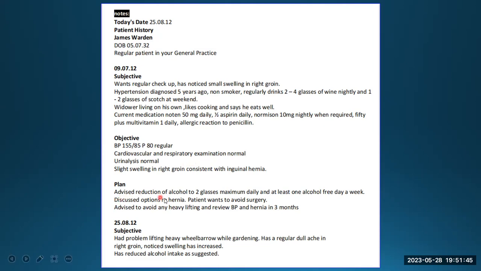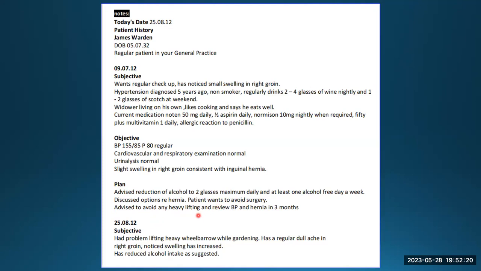Okay, plan: advised alcohol reduction. Yes, that might be relevant or semi-relevant. I can say this is semi-relevant. Okay, discussed options regarding hernia. Patient wants to avoid surgery. This is relevant. This is the patient's perspective. The consultation should be patient-centered. Here the consultation is patient-centered. That's why this patient's wish of avoiding surgery is relevant.